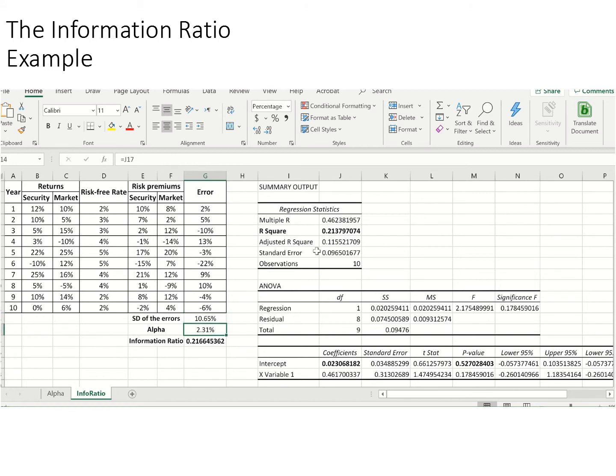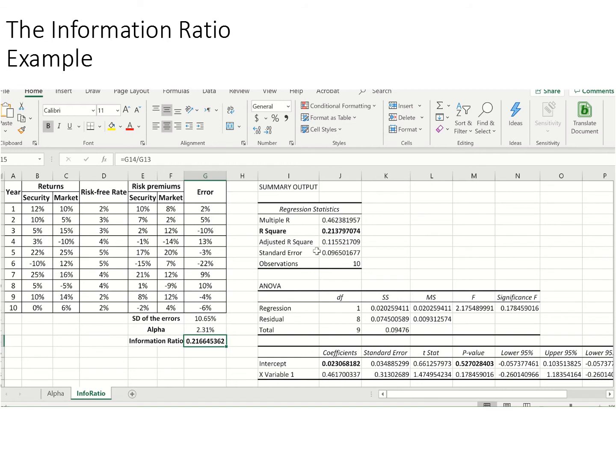If I divide the alpha by a standard deviation of errors, I can find the information ratio. So that's alpha divided by a standard deviation of the errors. So which gives me 0.22 almost. That's my information ratio. Again, we prefer to have higher information ratio, which means lower standard deviation of errors and higher alpha.